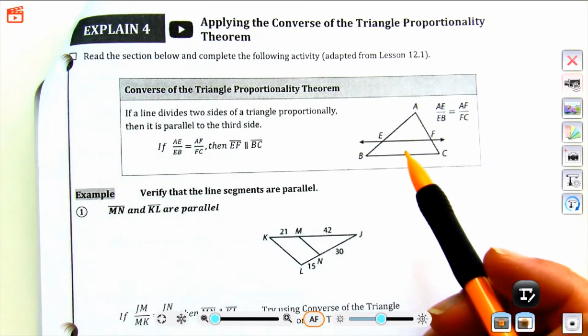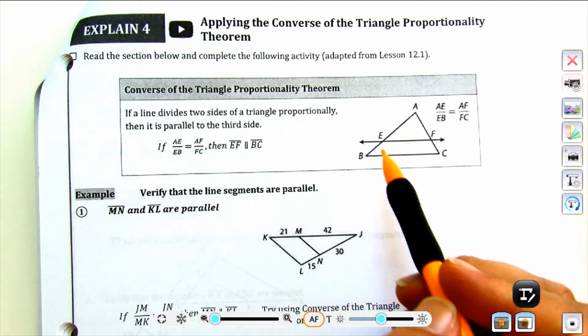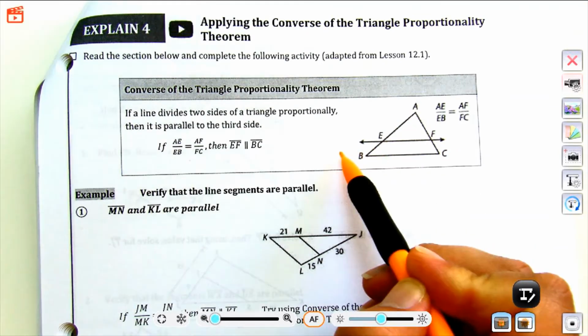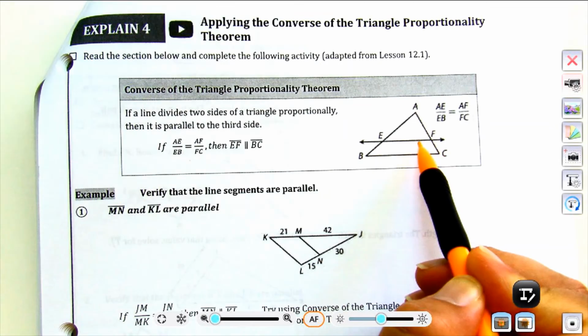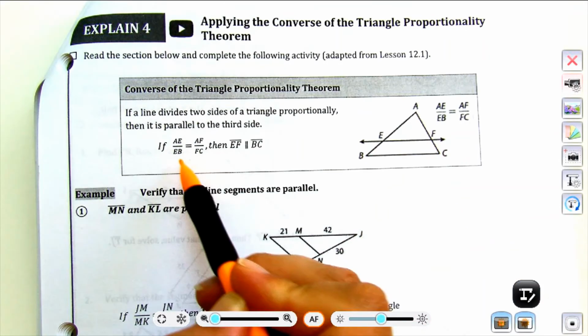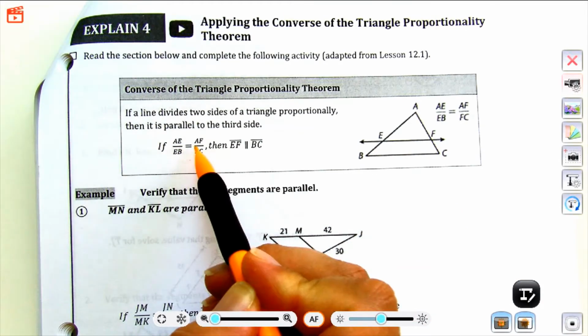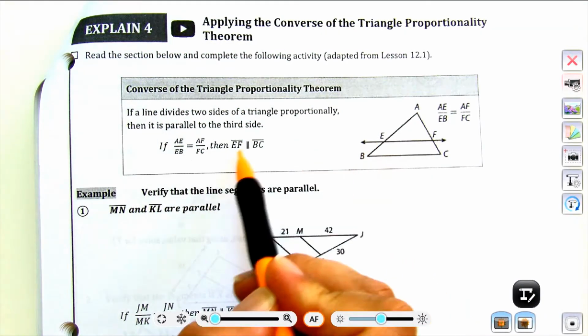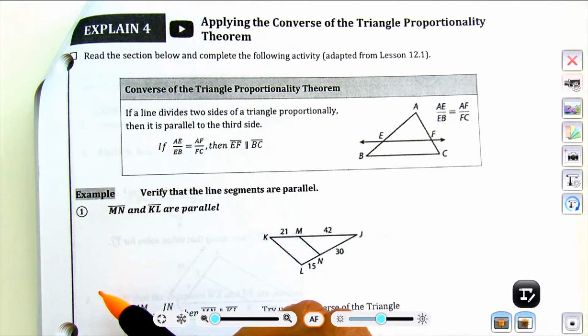So, given a triangle and a line that divides the two sides, if the proportion is equal to the other proportion, then we can say the two lines are parallel. So in this section, we are testing to see if lines are parallel.